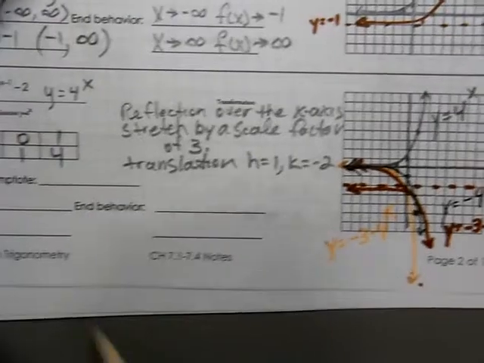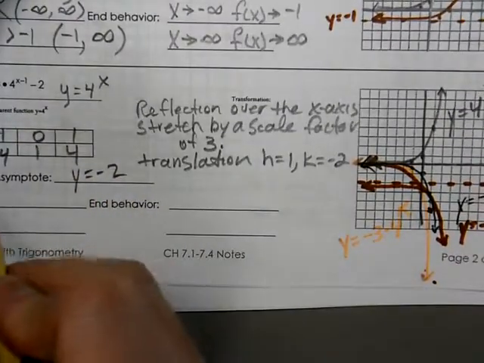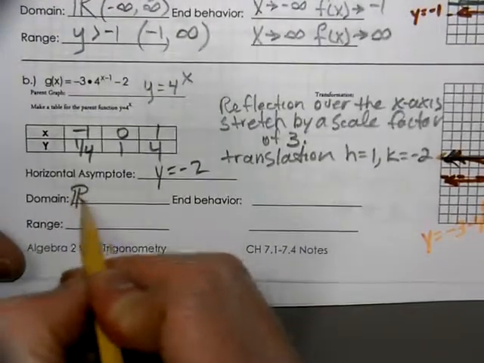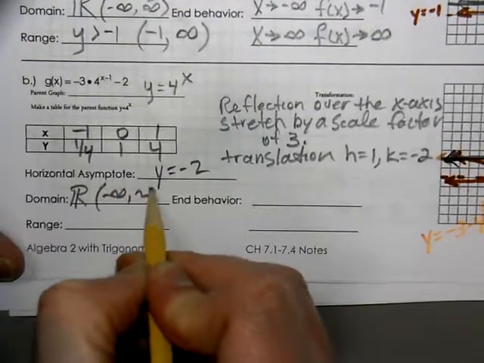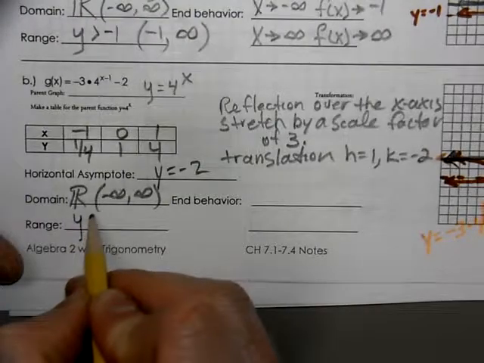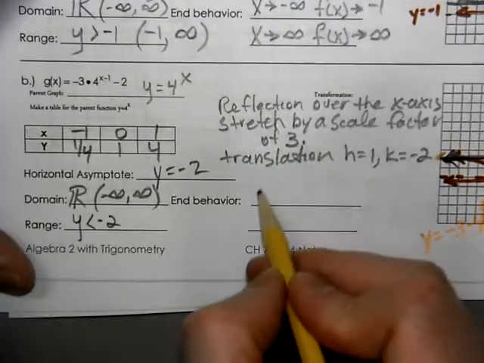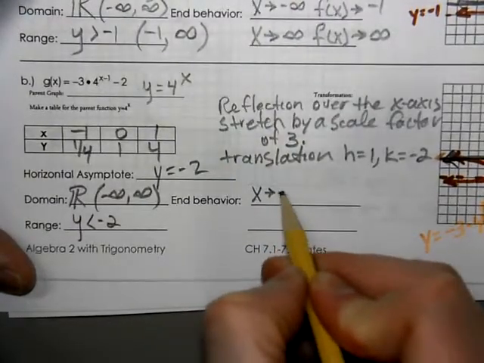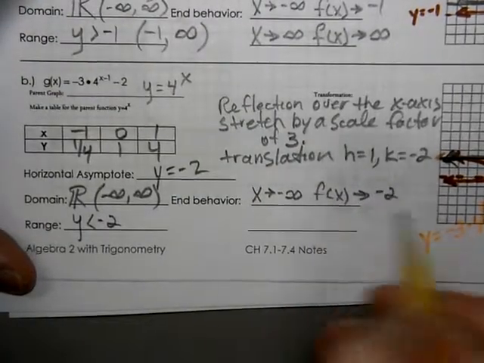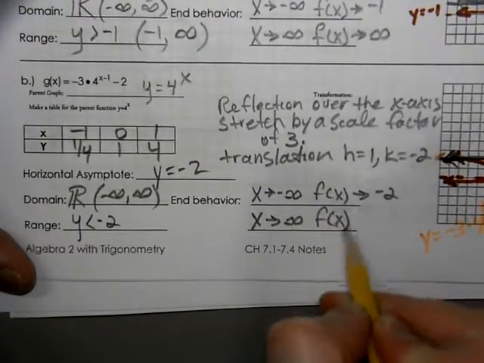So we have our asymptote here at y equals -2. Our domain, what numbers we can plug in, is all real numbers from -infinity to +infinity. Our range is lower than -2. That's always your k value. As x approaches -infinity, the function is approaching -2. As x moves to the right, the function is going down.